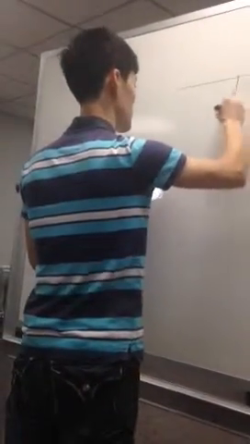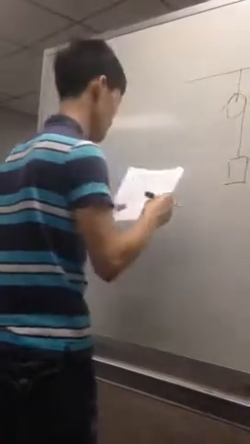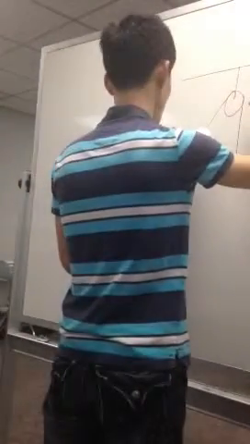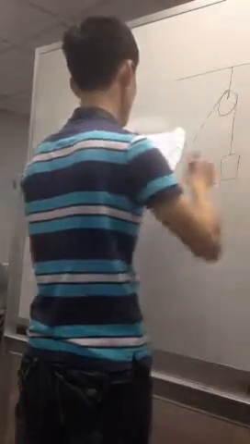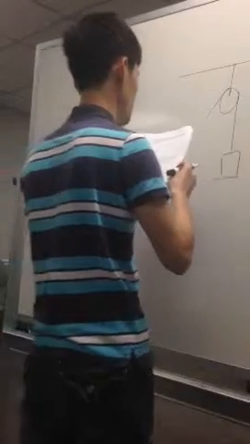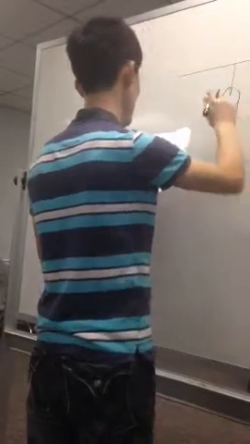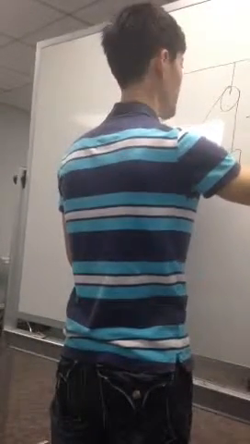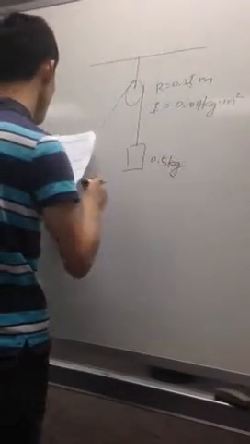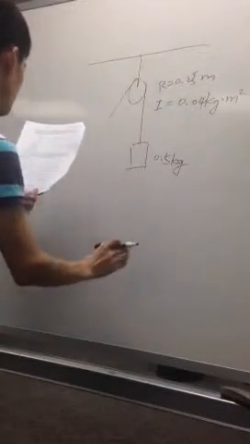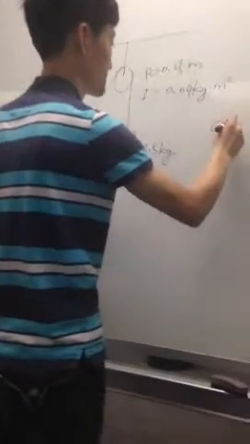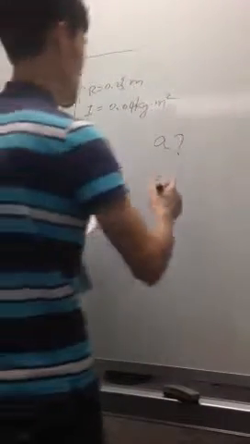For number 6, the same. The radius is 0.25 meter, and the moment of inertia of the wheel is 0.04 kilogram meter square. And then here is 0.5 kilogram, and then it's released. What's the acceleration? That's the question. Okay? So still use the same.